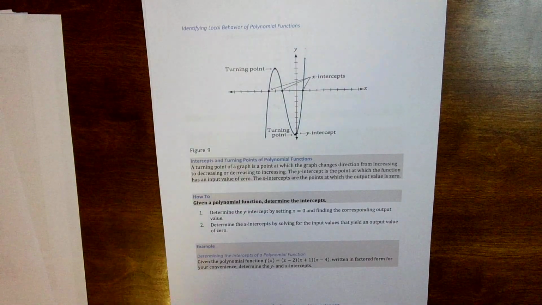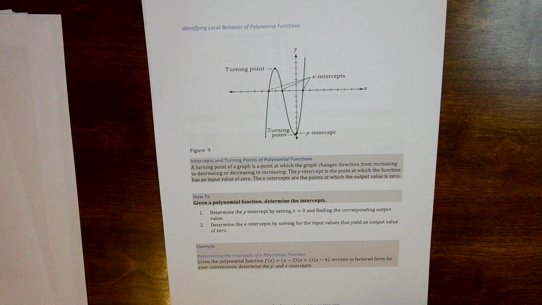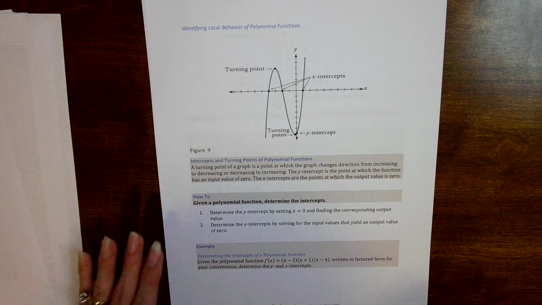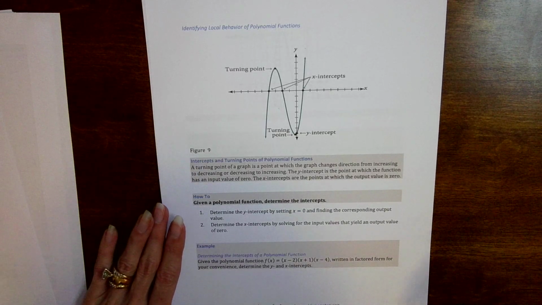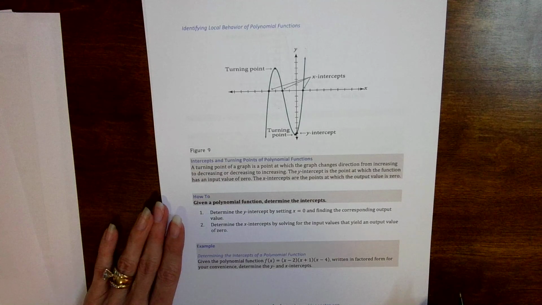So given a polynomial function, determine its intercepts. So we've been doing this for a while now. Determine the y-intercept by setting x equal to 0, and determine the x-intercepts by solving for the input values that yield the output value of 0. So I have this function, x minus 2 times x plus 1 times x minus 4, written in factored form for your convenience. That made me laugh the first time I read that.